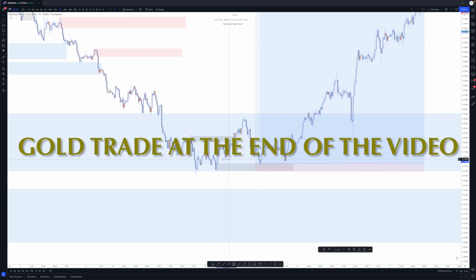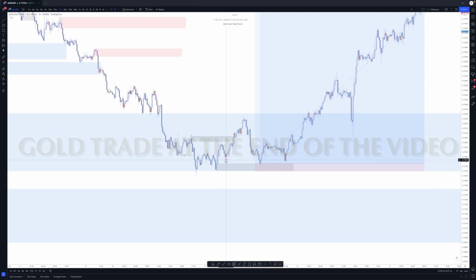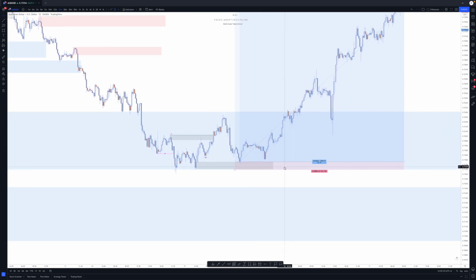So then we have this area of demand here. We have a little bit of inducement dropped right above this area. Price taps into this region. Risk on this trade was about 8.5 pips, and the rest was history.